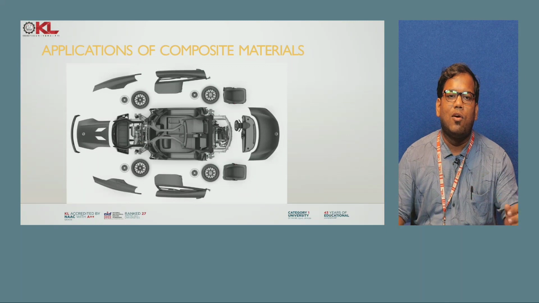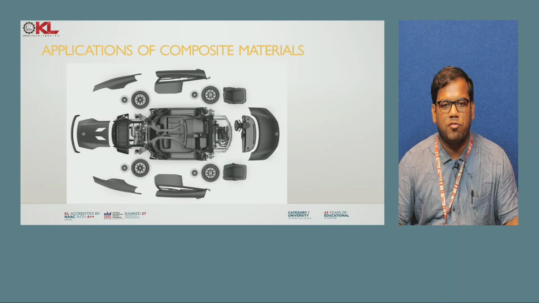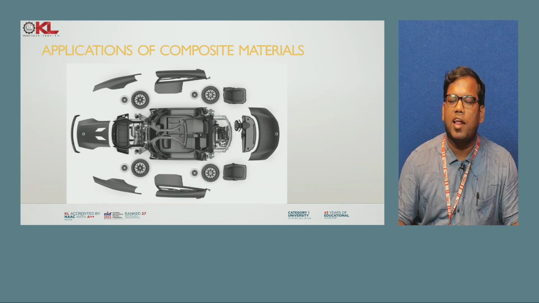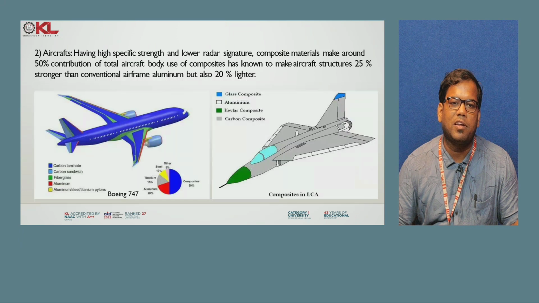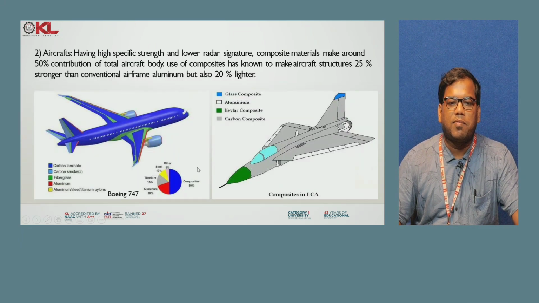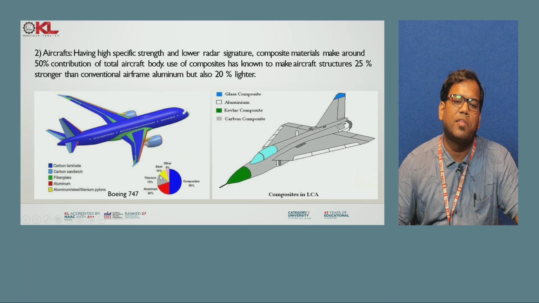Now we'll see what are the different applications of composite material. This is an example of an automobile. You see these various parts. These parts can already be replaced with composite materials. Aircraft: you see this aircraft nowadays, nearly more than 50% of the parts are made up of composites. In the near future it's going to be more than 80%.